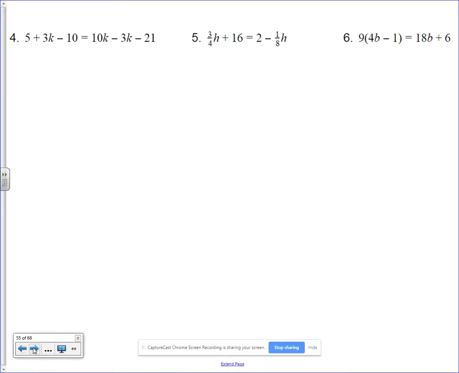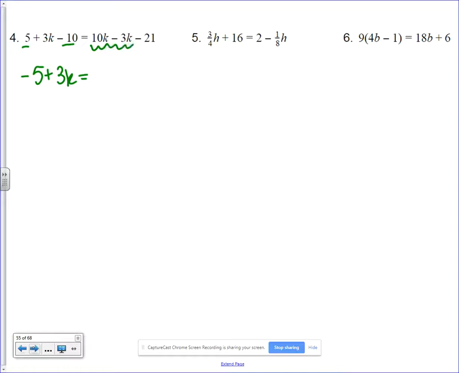I want to volunteer. All right, Braden. I'm going to do it. You're going to talk to me, though. Here we go. Do you see anything to distribute, sir? Any parentheses that I can distribute to? Nope. Take a look at this side over here. Anything that can be combined? Perfect. 5 and -10. Just put them together. They're on the same side. What is 5 minus 10, Braden? So this is -5 plus 3K.